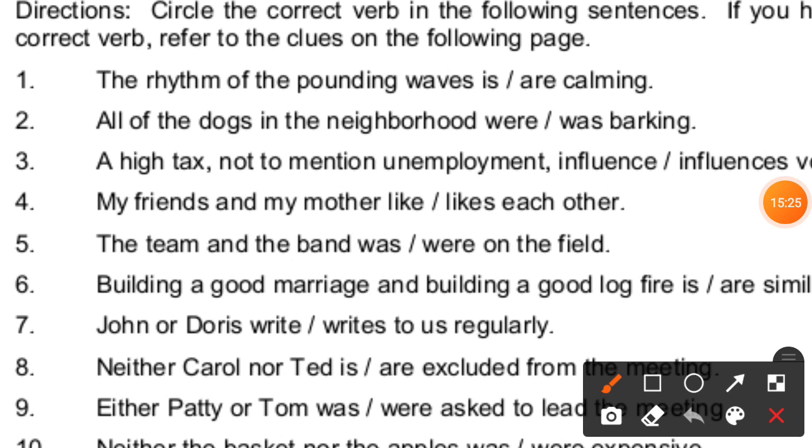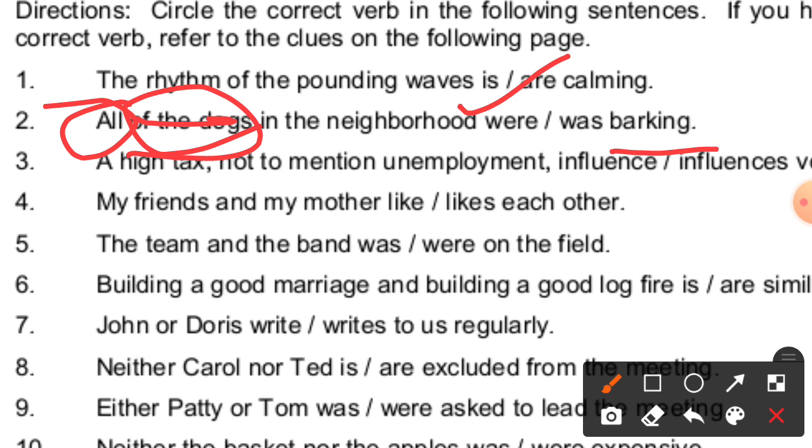Very good. All is your subject. Of the dogs is your prepositional phrase which we have to ignore. Fine. All were or was barking. Now it becomes very easy for you. All was or all were? Yes, all were barking. Clear, was is incorrect. So our answer is: all of the dogs in the neighborhood were barking. Clear? So let's move to sentence number 3.